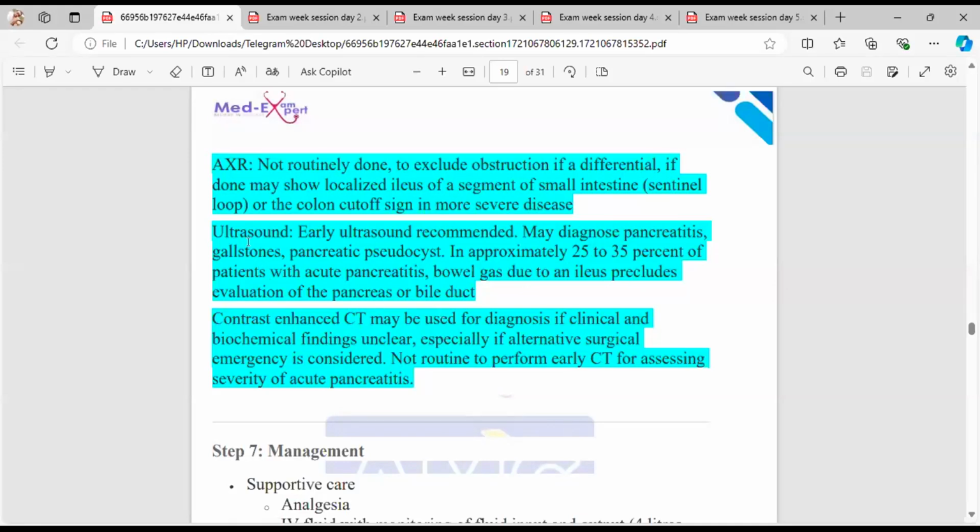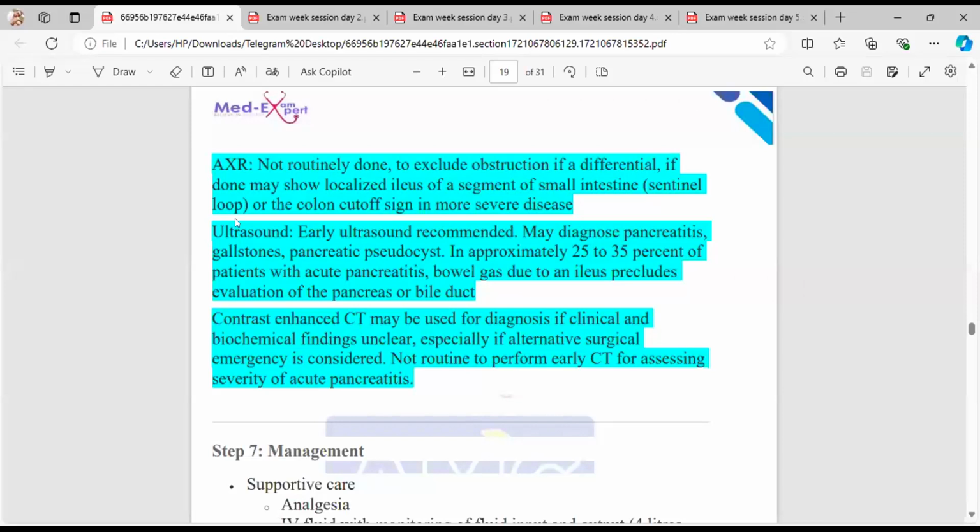So ultrasound comes in early, ultrasound is recommended. But CT, if the clinical diagnosis is not made, the CT is the diagnostic test. We always do the diagnostic test last, to confirm your diagnosis. If you are suspecting clinically but not confirmed with the initial findings or initial investigation, such as serum lipase, if the biochemical findings are unclear, then you will do the diagnostic test, and your diagnostic test is CT. And this CT will give you the correct diagnosis.